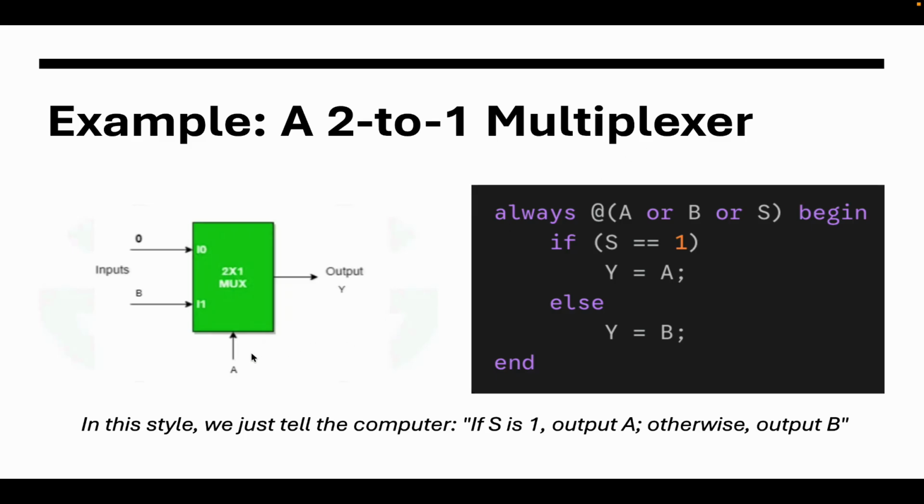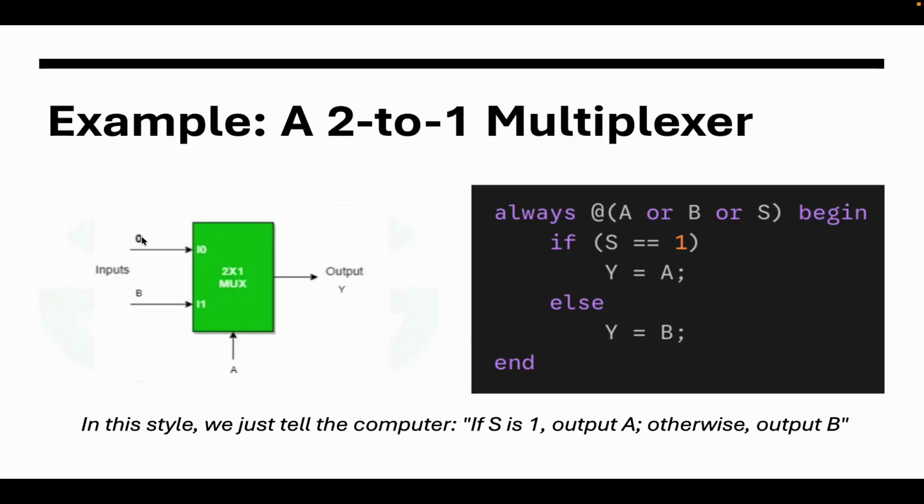As you all know, based on the select line input, whatever is in your first input will go out as output, and the second input will go only when the select line is 1. That is, when you see here, I'm telling it always at A or B or S. It means whenever any one value changes in this, and when S is equal to 1, your output Y is equal to A, else output Y is equal to B.